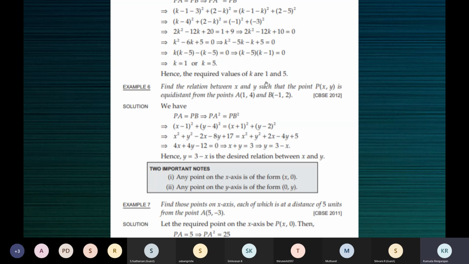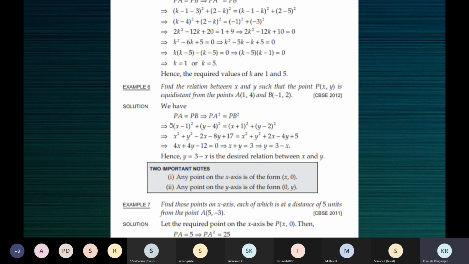So find the relation between X and Y. P is equidistant from A and B. So same thing. P is equidistant from A and B, so PA is equal to PB. Write the condition from the given information. So PA is equal to PB because P is equidistant from A and B. PA square is equal to PB square.